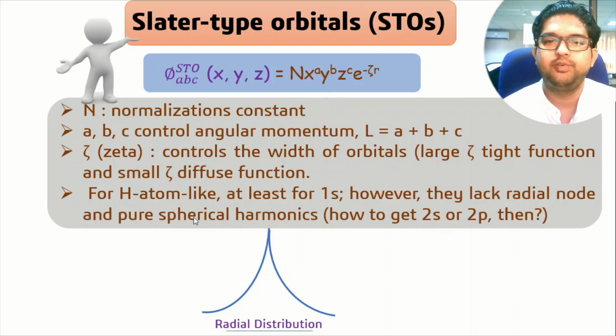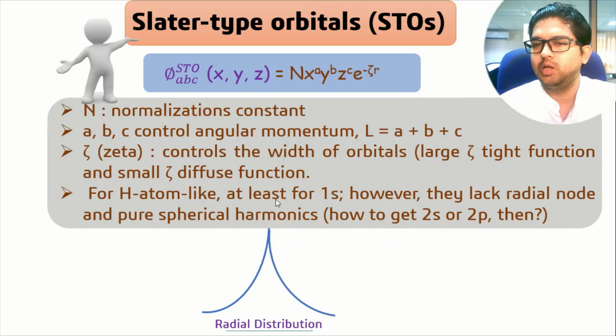For a hydrogen-like atom, we can use the Slater type orbital because it has no 2p orbital or 2s orbital, and it has no radial nodes. But when we increase the number of electrons and have a multi-electronic species, using Slater type orbitals becomes a bit difficult. This is the radial distribution of this Slater type orbital.